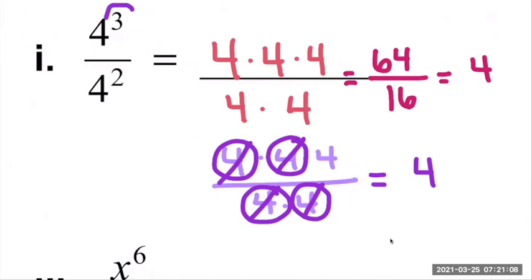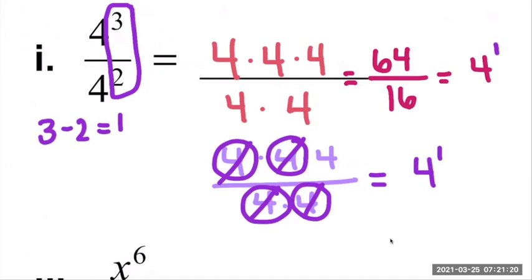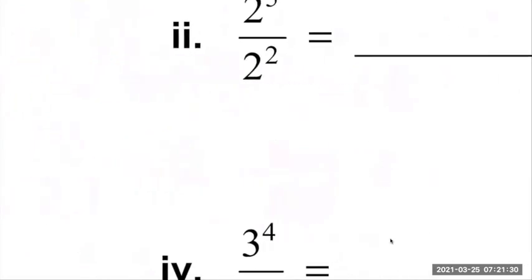What do we notice between 3 and 2? And we end with 4 to the 1st power. Well, 3 minus 2 gives me 1, and that's how I get 4 to the 1st power as my answer. Is that confusing? That's okay. Let's try it again.